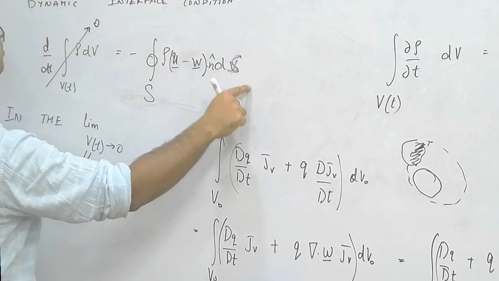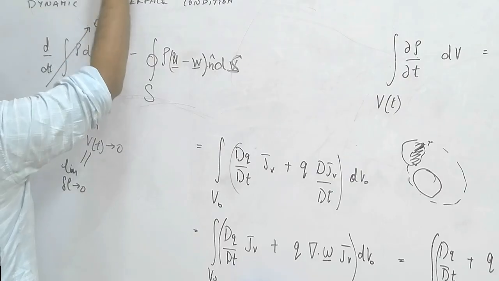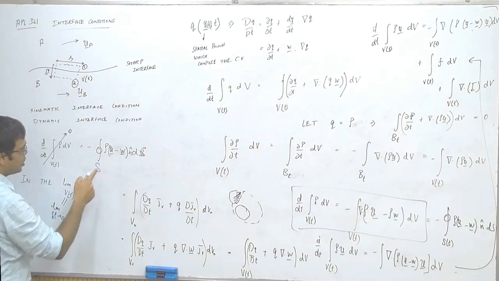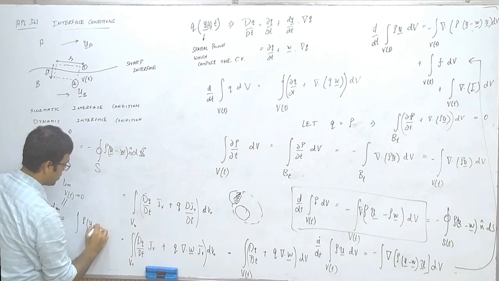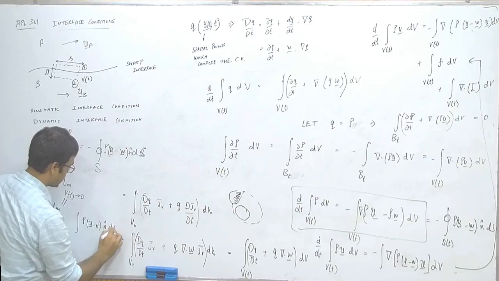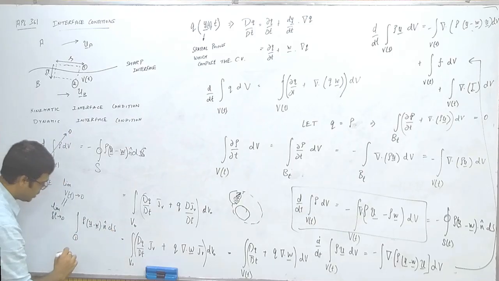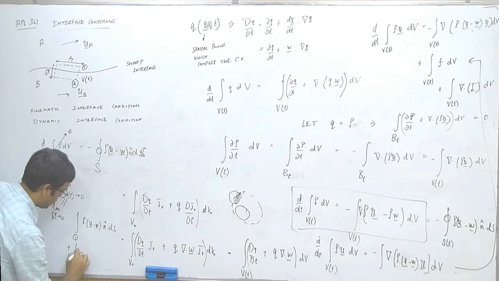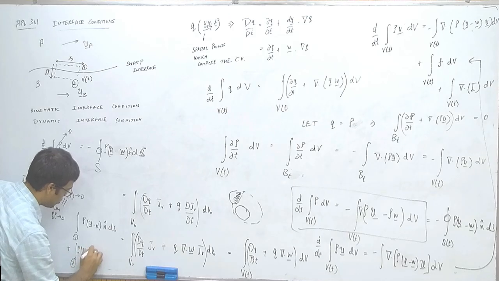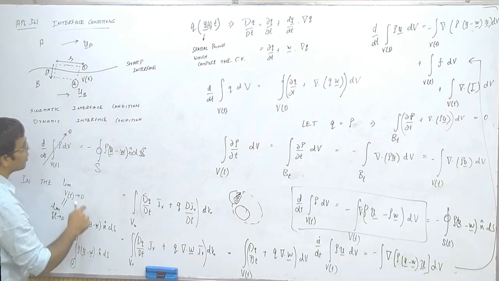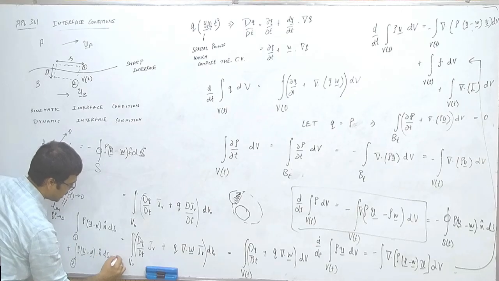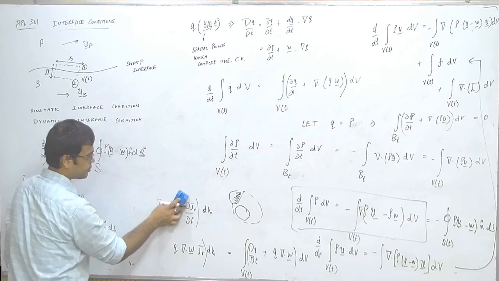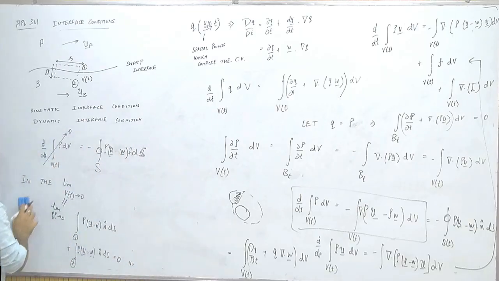In the limit delta L going to 0, what does this integration become? Let's say this is your surface 1 and this is your surface 2. So this will become rho (u minus w) dot n ds over surface 1 plus rho (u minus w) dot n ds over surface 2. There is a minus sign in front of both. This has to be equal to 0 because the left hand side went to 0 in the limit of vanishingly small volume.